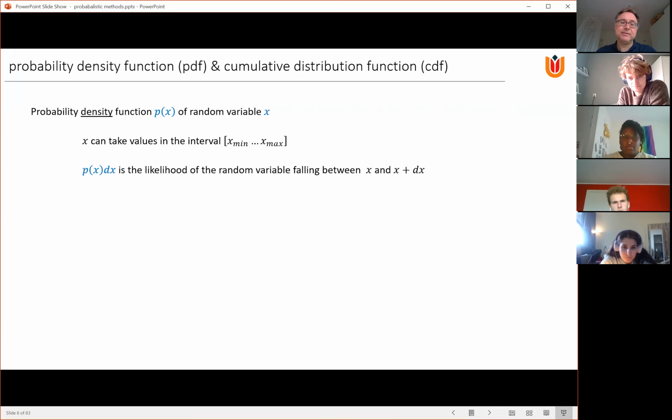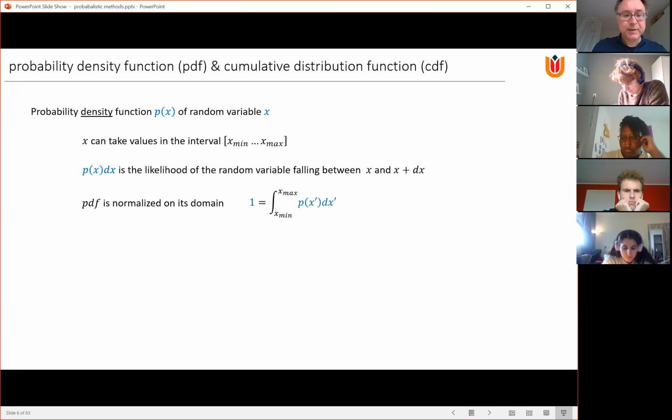Then p of x times dx is the likelihood that the random variable falls somewhere between value x and value x plus dx on that interval. So p of x times dx is a pure number. That is really a probability. By definition, a probability density function is normalized on the domain. So if we define the domain for x as running from x min to x max, that means that if we integrate the probability density function from x min to x max, the answer has to be 1. That is the normalization.